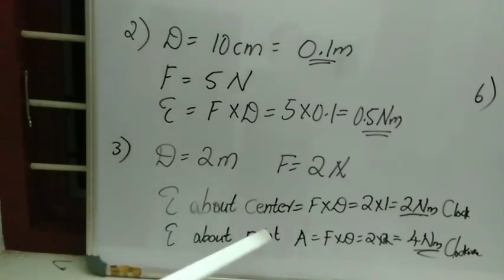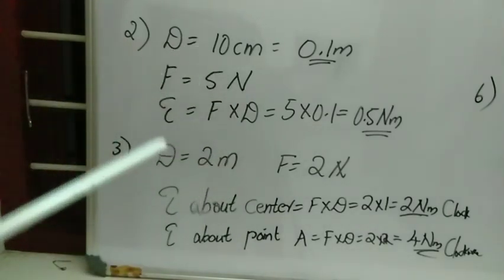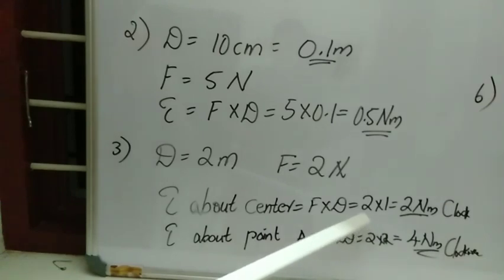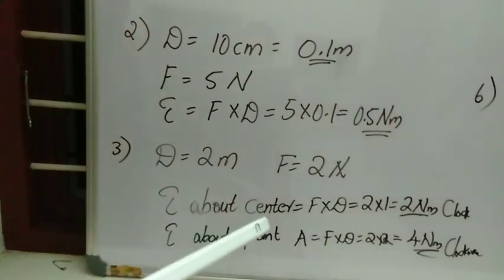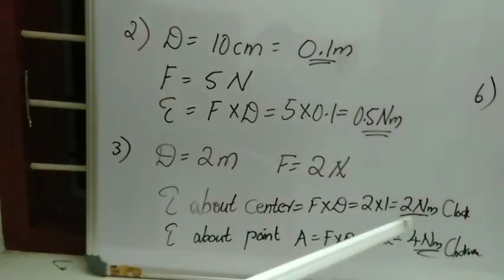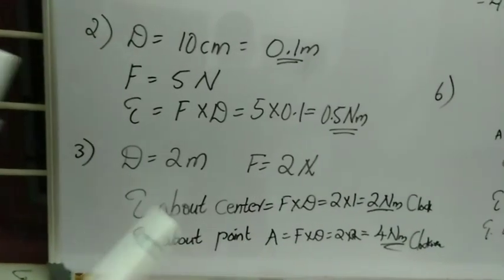So here you can see torque about center, force into distance, that is 2 into 1. Why did I take 1 here? Here the question is moment of force about the center O. So only half distance. The full diameter is 2. So towards the center O, it is only half. So instead of taking 2 meter, we have to take 1 meter. Half the distance only we need to take. So here torque about center is force into distance. 2 into 1 you will get 2 Newton meter and it will turn clockwise. You can see the direction to which it is about to rotate.